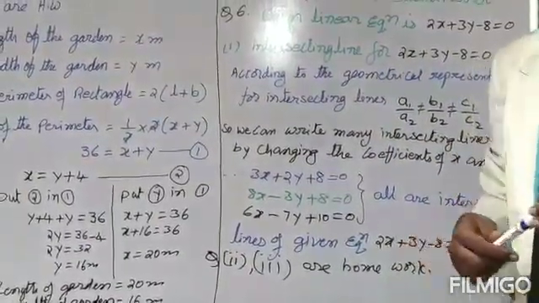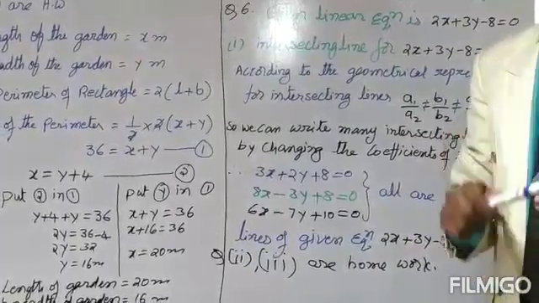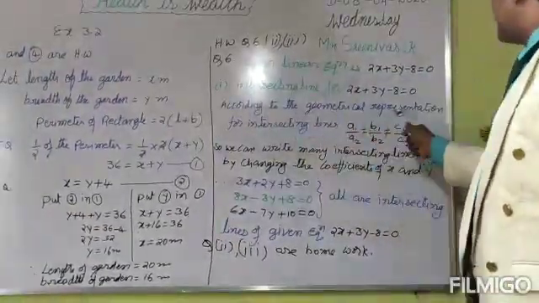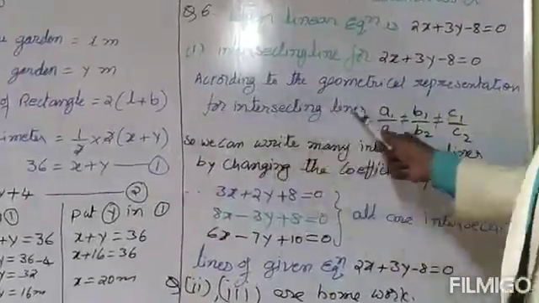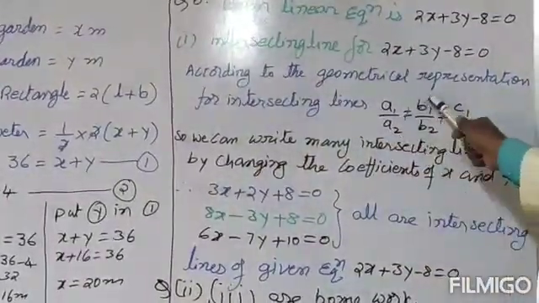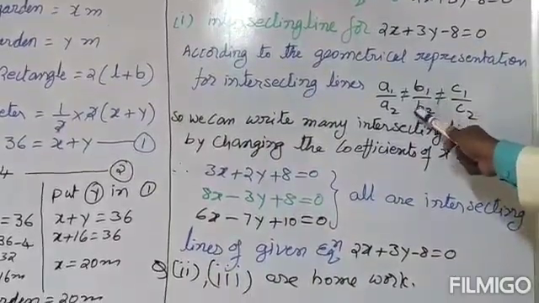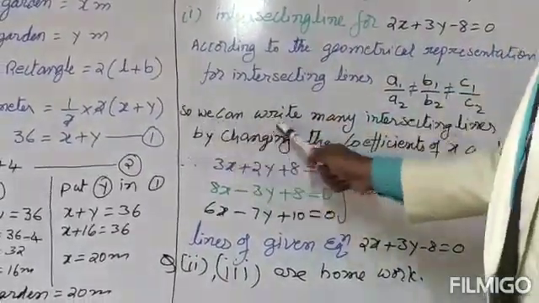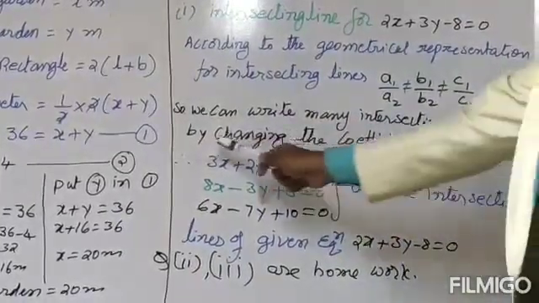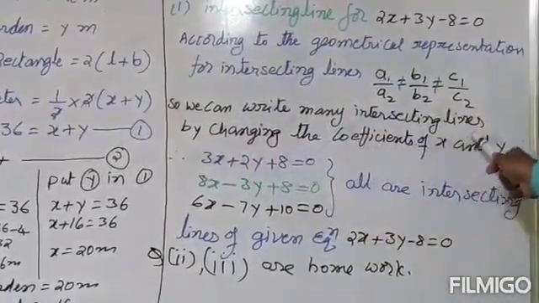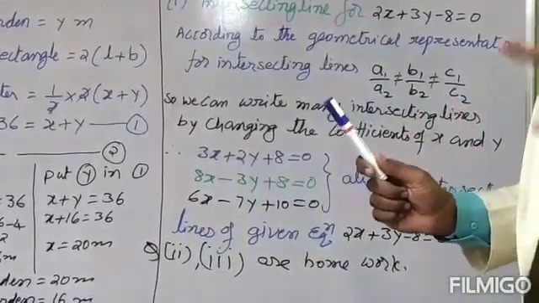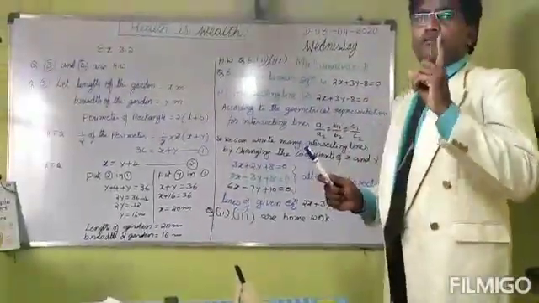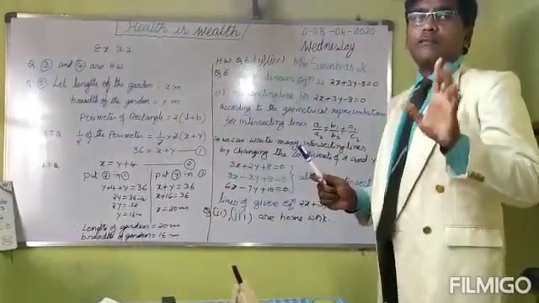Already I gave the geometrical representation in the introduction part. You can refer to the table of that one. According to the geometrical representation, for intersecting lines, A1 upon A2 is not equal to B1 upon B2 is not equal to C1 upon C2. So we can write many intersecting lines by changing the coefficient of x and y, I mean A and B. By changing, you write many equations. I mean at one point infinite equations can pass.